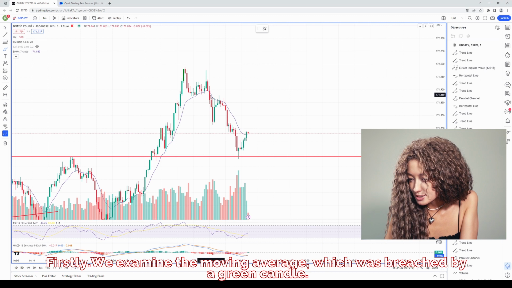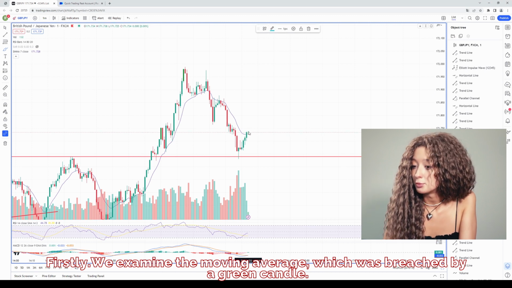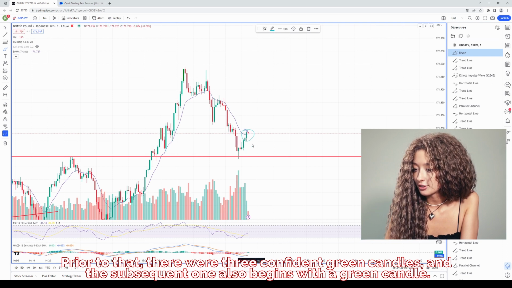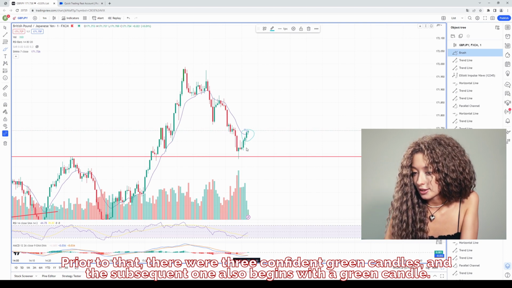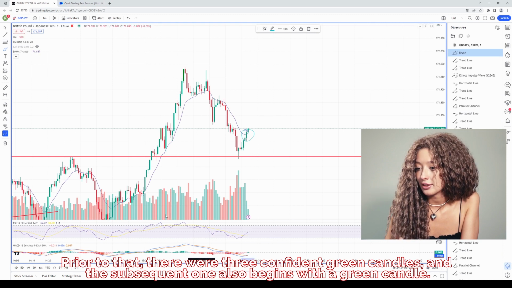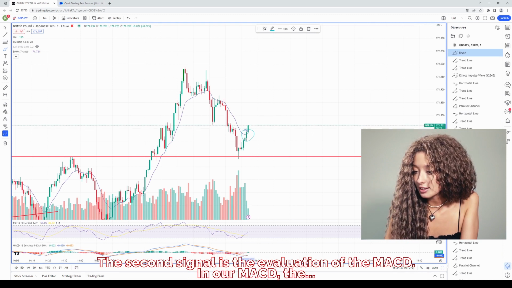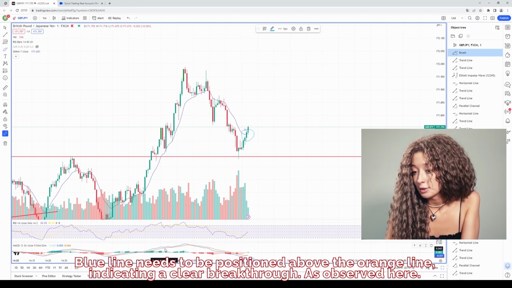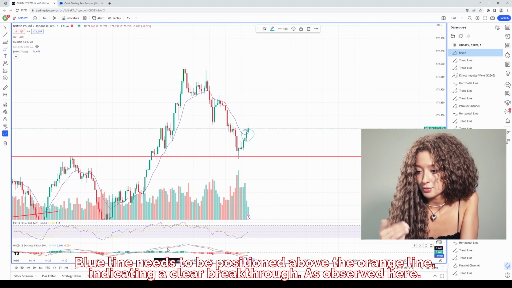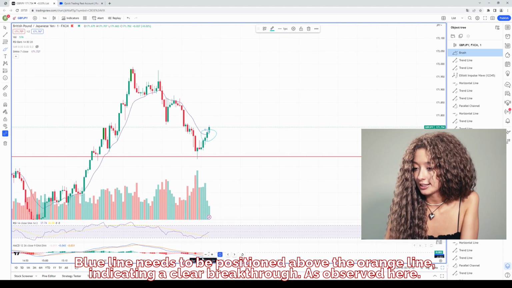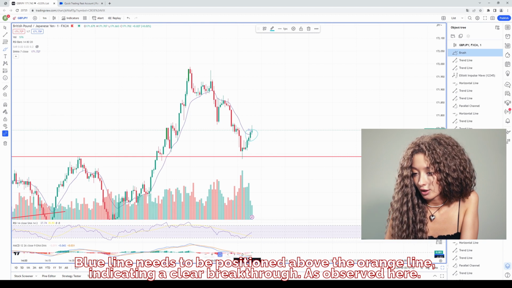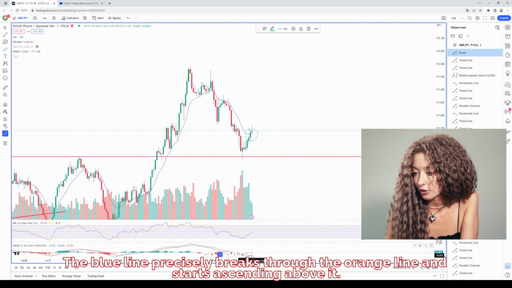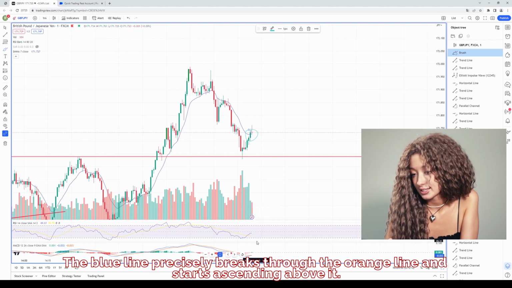Firstly, we examined the moving average, which was breached by a green candle. Prior to that, there were 3 consecutive green candles, and the subsequent one also began as a green candle. The second signal is the evaluation of the MACD. In our MACD, the blue line needs to be positioned above the orange line, indicating a clear breakthrough, as observed here. The blue line precisely breaks through the orange line and starts ascending above it.